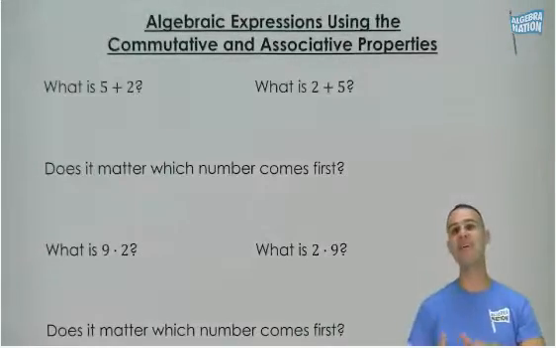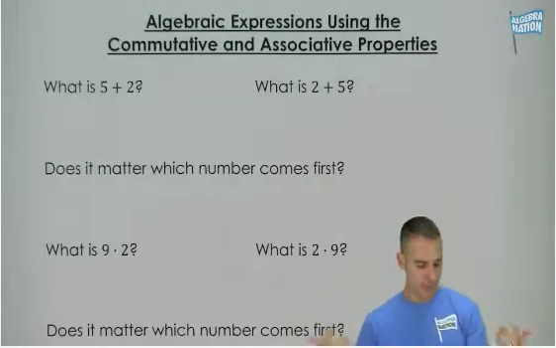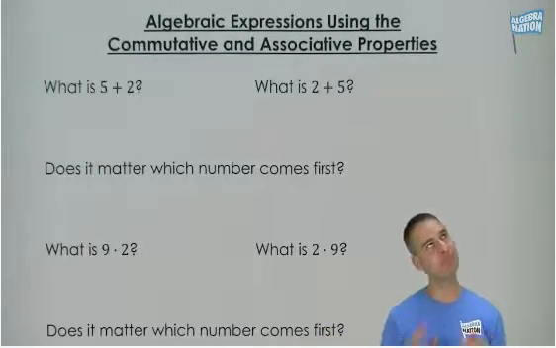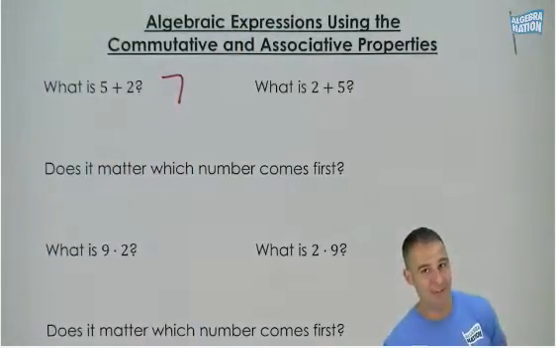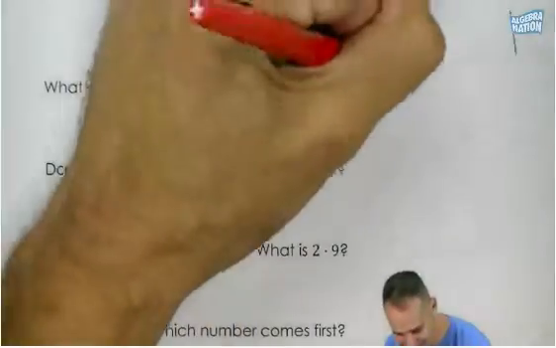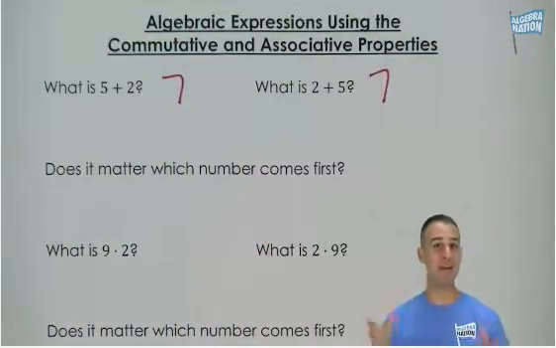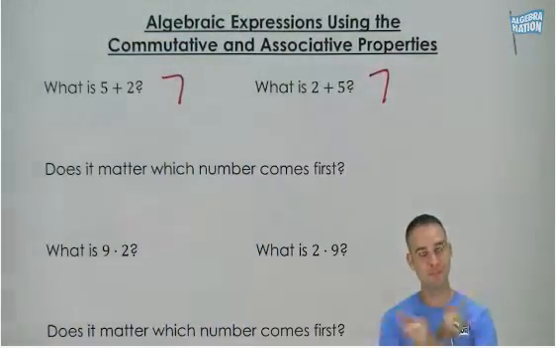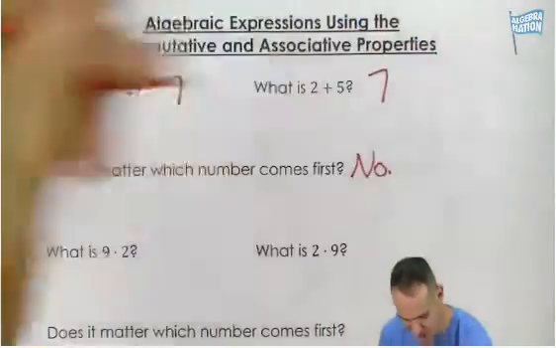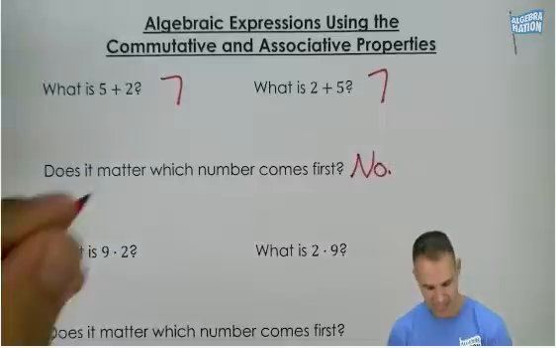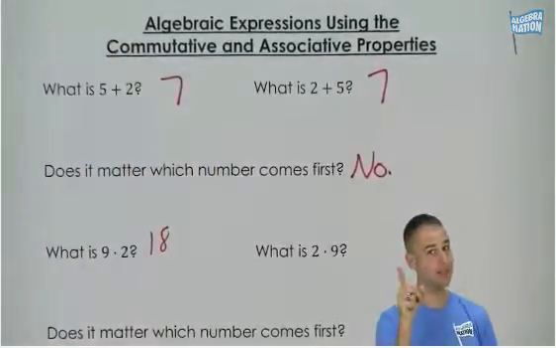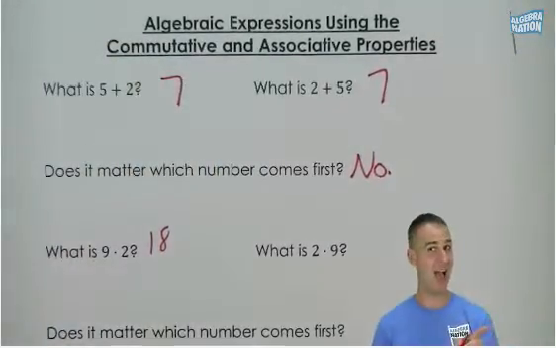Here we're going to discuss algebraic expressions using what's called the commutative and then the associative properties. So first of all, what is 5 plus 2? Good, it's 7. But what is 2 plus 5? It's still 7. Does it matter which number comes first? No. Same. What is 9 times 2? 18. But what is 2 times 9?